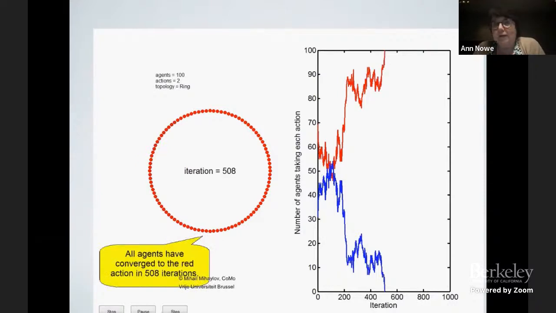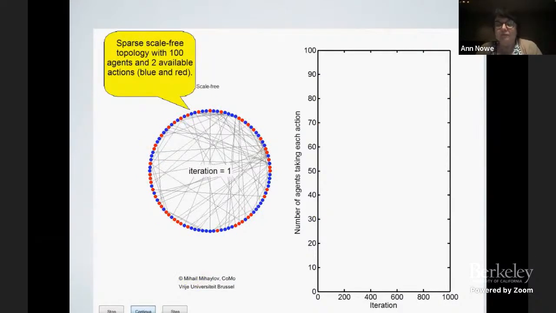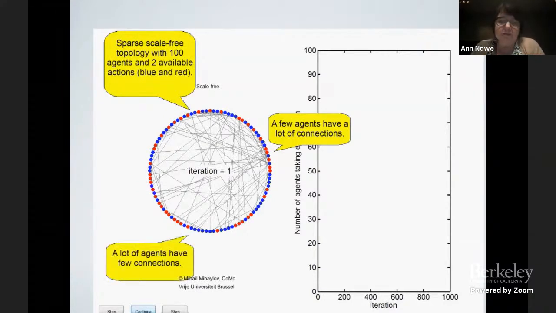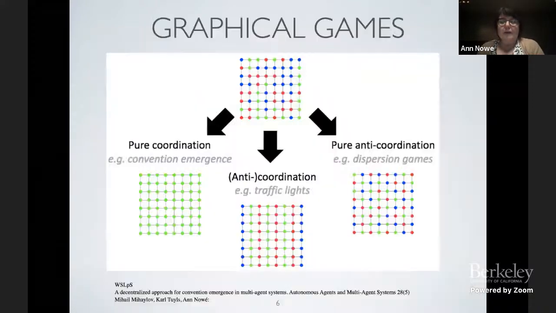And the nice thing about the algorithm was that even if they reached a solution, and there was a disturbance, they could converge back to a solution, which was not the case for all the algorithms back then. And you can also use such an approach not just to agree on a color, which we call, on the left-hand side, a convention that emerges, but it could also be to anti-coordinate, like in a dispersion game, or to have a mix between coordination and anti-coordination, like what you would need in a setting of traffic lights.